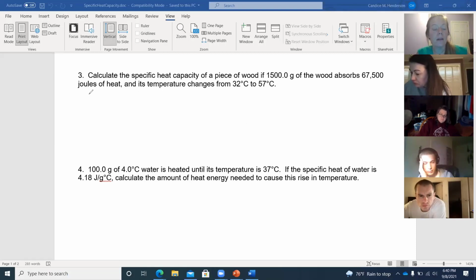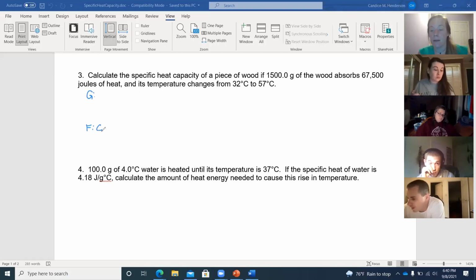So we want to, well, let's put our given here. We're trying to find C. Hopefully you got to that point. You know you want to solve for C. If you don't even know what the problem is asking you to do, it is hard to work through the problem. So make sure you get your givens and your finds.